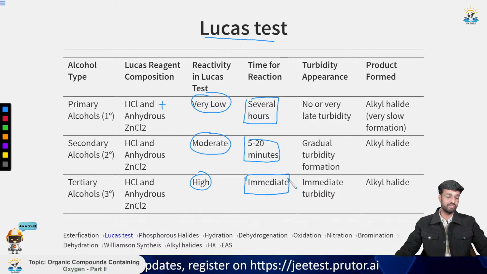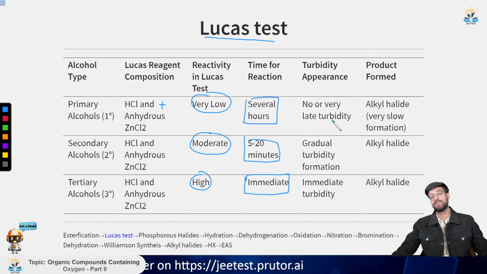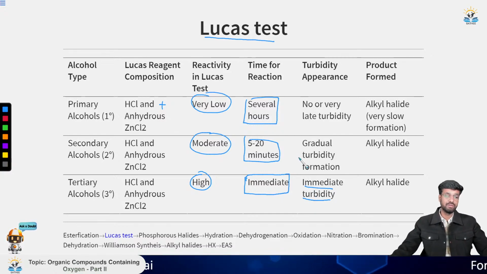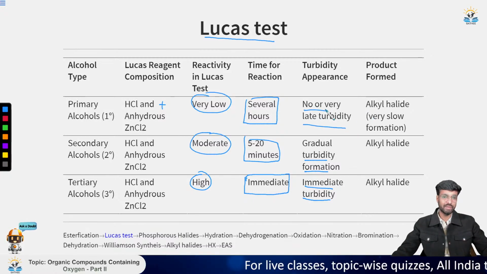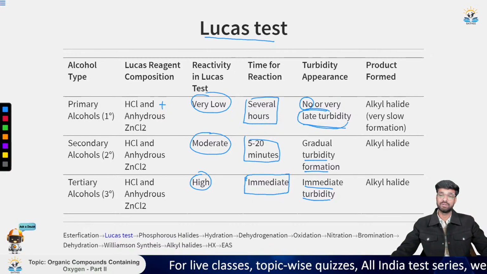So how can you physically identify that the reaction is completed? Something called turbidity, meaning some white kind of precipitation is happening. So you can see something whitish forming. Immediate turbidity means you have the tertiary alcohol. Gradual turbidity means slowly, so secondary alcohol. And if you see the turbidity after a long time, then it is primary alcohol. Primary alcohol can also give no turbidity, meaning it can show no reaction also.